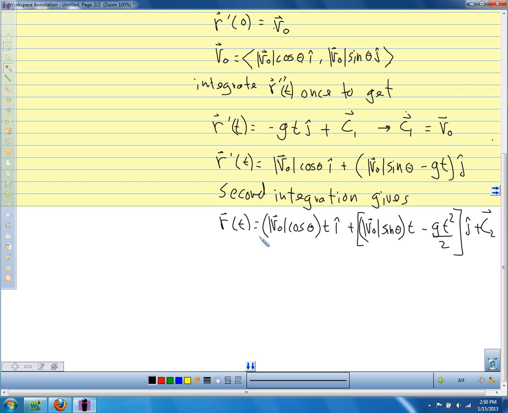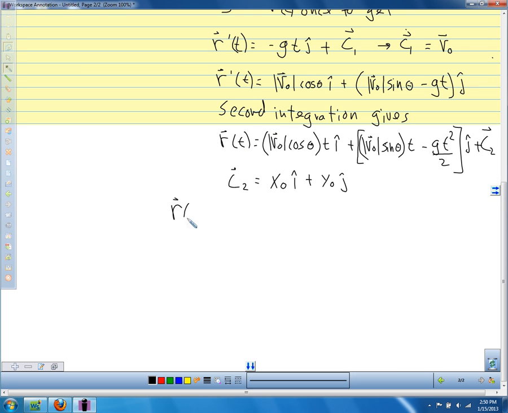I'm going to substitute t equals 0 to find that my second constant of integration is my initial position vector. So I'm just using the initial condition. We know that at time equals 0, my position is x0, y0. So finally, I'll substitute this expression in and combine like terms, combine my components to come up with my expression for my position vector.